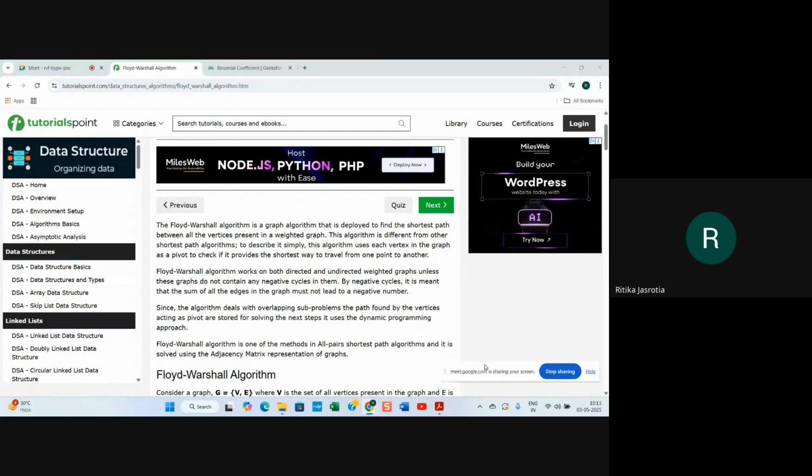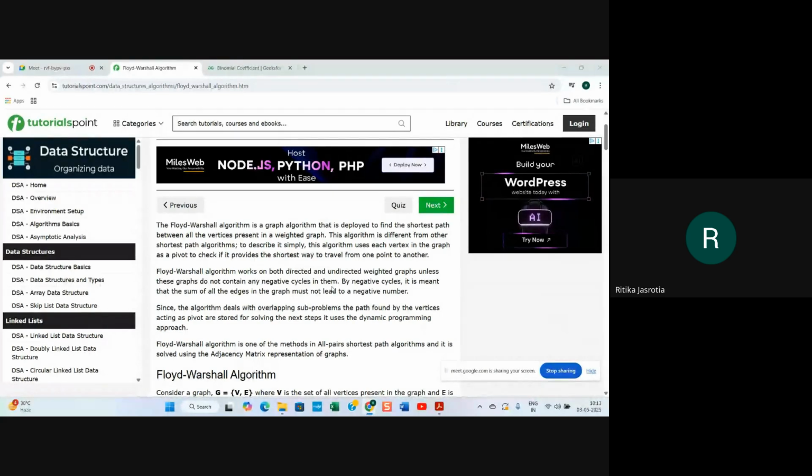So what they are saying is that this shortest path algorithm is different because it will take each vertex as the pivot or the main vertex and check if it provides the shortest path to the point where we have to travel. Right. So Floyd-Warshall algorithm works on both directed and undirected weighted graphs. So it is not that it should be directed. You can work on both directed and undirected weighted graphs unless these graphs contain any negative cycles in them. So there should not be any negative cycles, right?